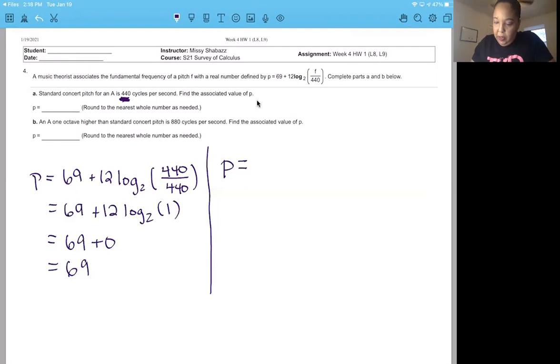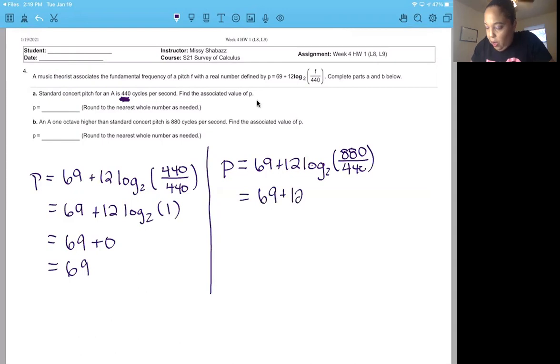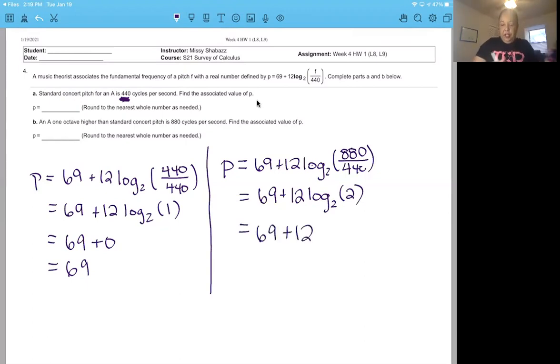So now I'm going to plug in 880. So I have P equals 69 plus 12 log base 2 of 880 over 440. So 880 divided by 440 is 2. So I have 69 plus 12 log base 2 of 2. So log base 2 of 2 is going to give me what? 1. So I have a 69 plus 12, which is 81.